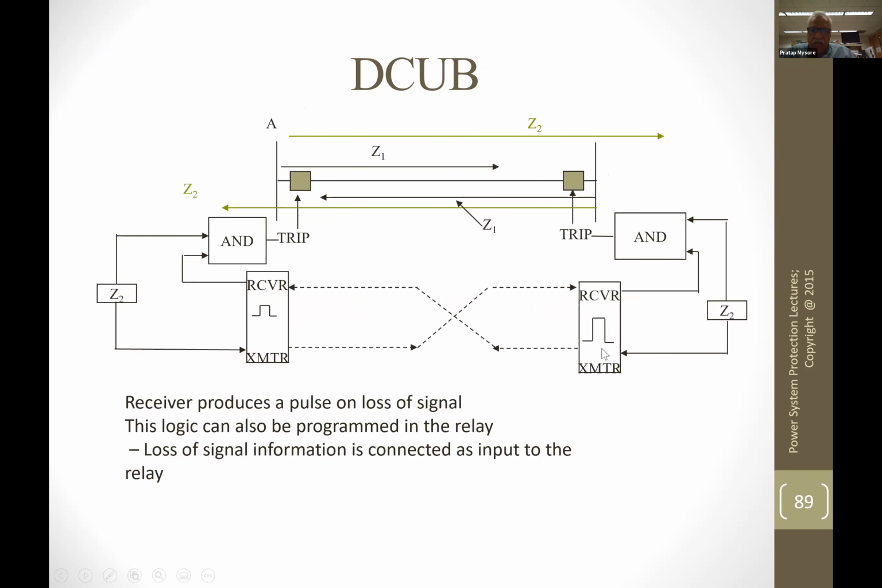So this is how we show that as a pulse signal, which is 150 milliseconds. If you lose the signal that is monitored here, it just provides a momentary 150 milliseconds pulse to this. And if zone 2 has operated, it trips the breaker without any time delay.